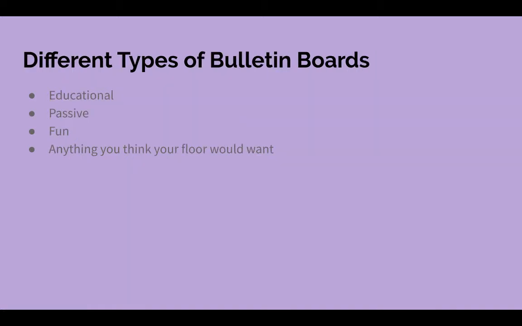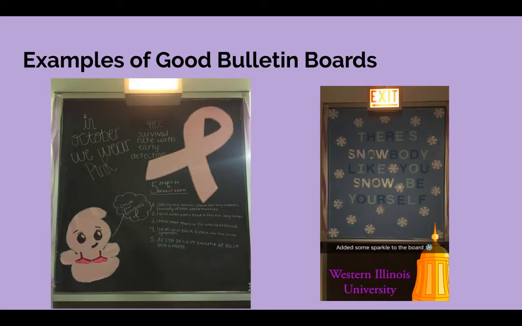There are many different types of bulletin boards, such as educational, passive, and fun bulletin boards. Really, a good bulletin board is anything that you think your floor wants to see or needs. A passive bulletin board is a good board to have every once in a while because it gets your floor to participate and interact with one another. The next couple of slides show examples of some good bulletin boards.